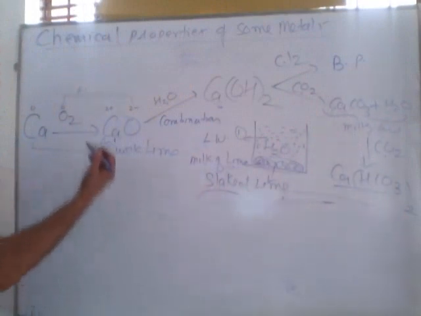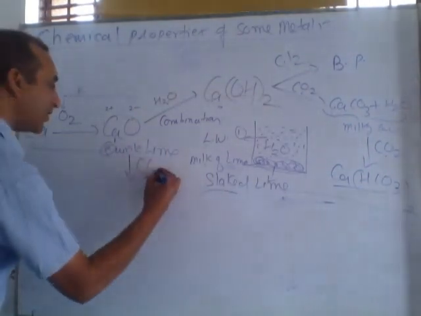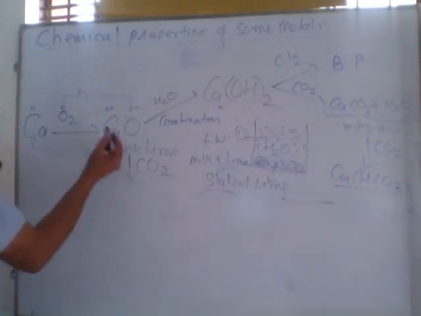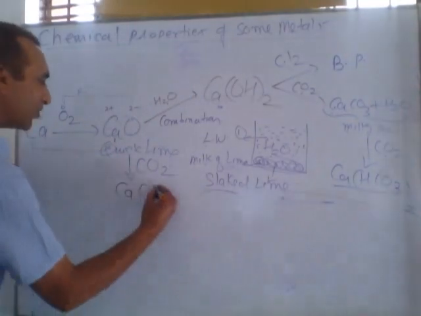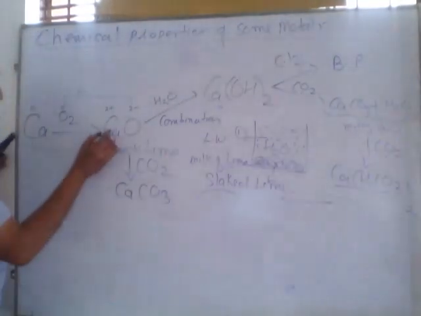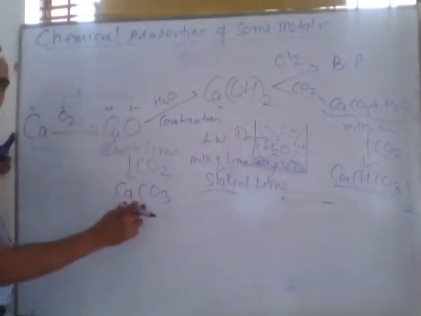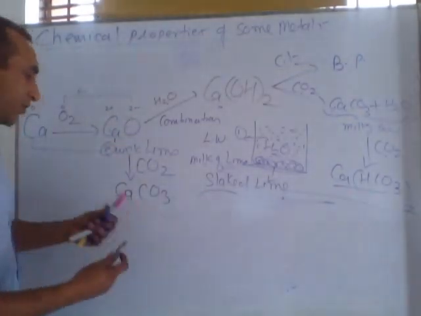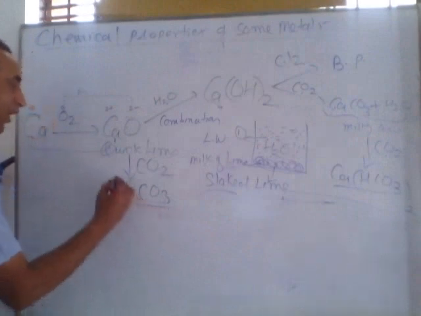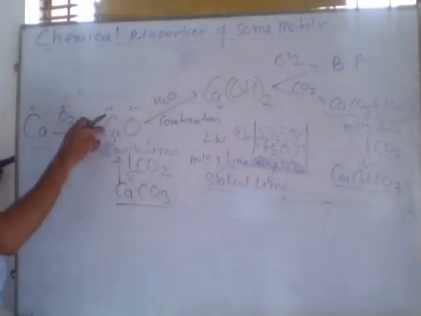Next, this is calcium oxide. If we pass carbon dioxide on the surface of calcium oxide, quicklime, then quicklime reacts with CO2 and forms CaCO3. Remember, calcium oxide and carbon dioxide, these are two compounds, reacting and giving a single product. This is also called a combination reaction. If we heat calcium carbonate, then this reaction becomes reverse. After removal of carbon dioxide, quicklime also forms.